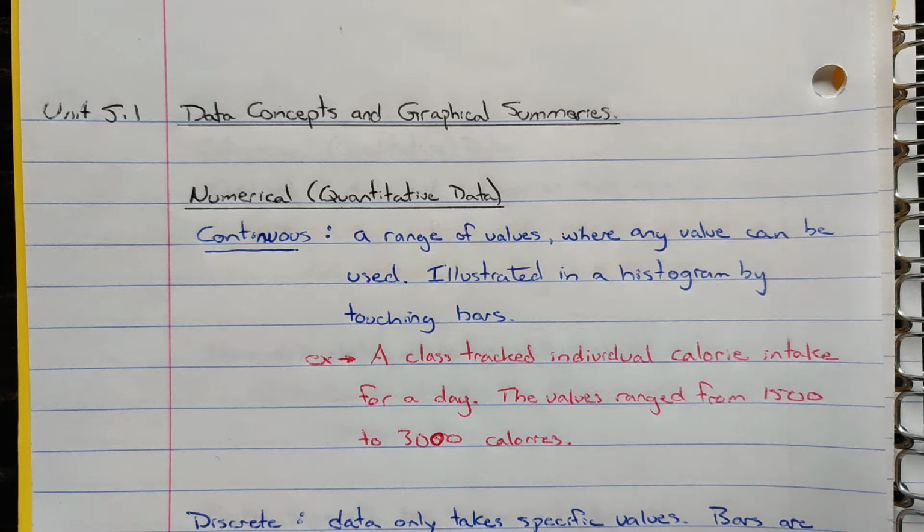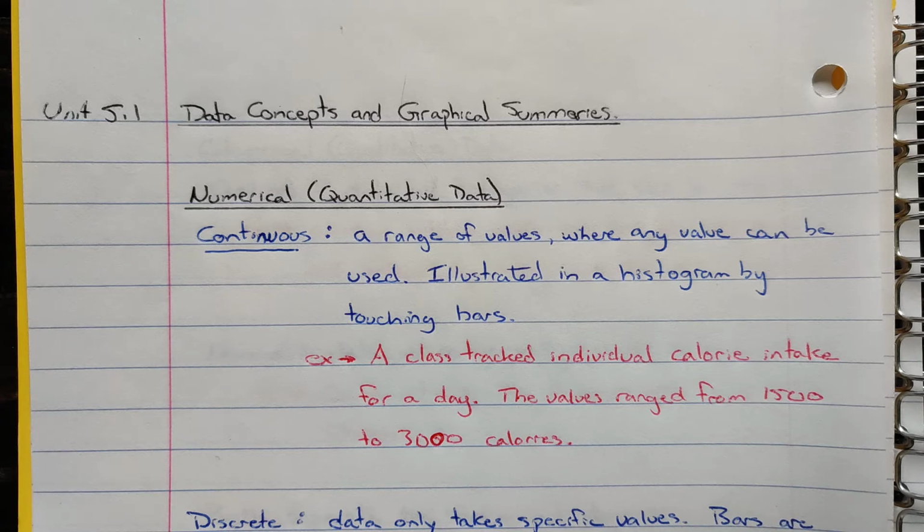In terms of the word continuous, if data is continuous, then it's a range of values where any value can be used. This would include decimals and things like that. And so we illustrate this with a bar graph, or a histogram, where the bars are touching. So an example of this might be the class tracking individual calorie intake for a day, and we might have a range of values from 1,500 to 3,000 calories.